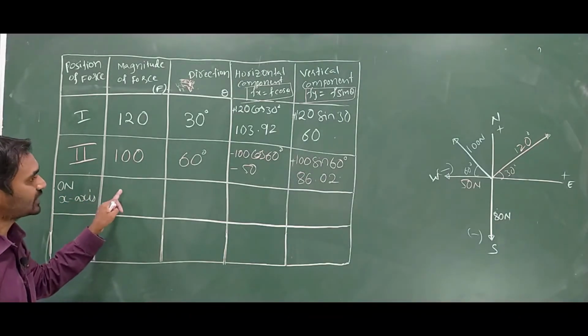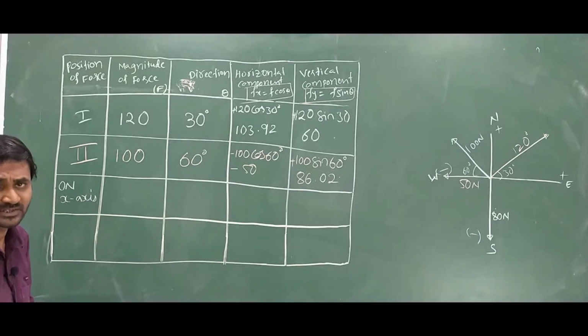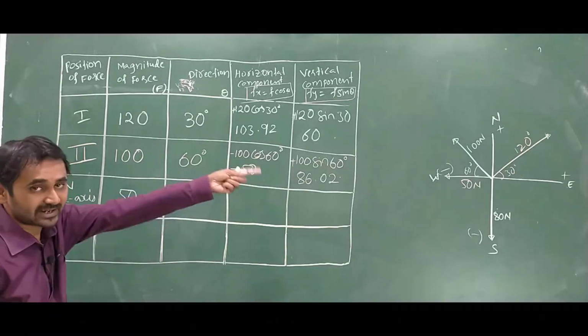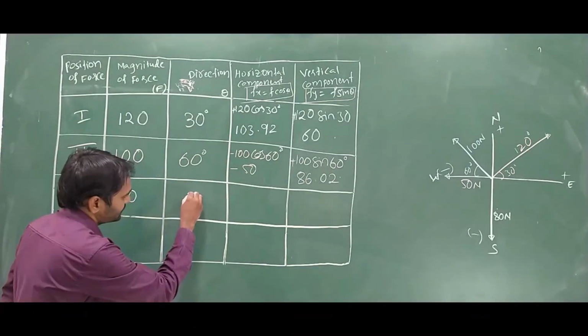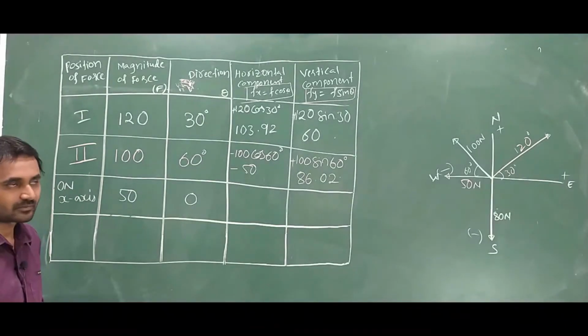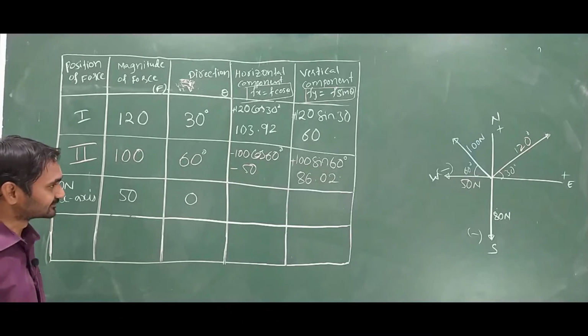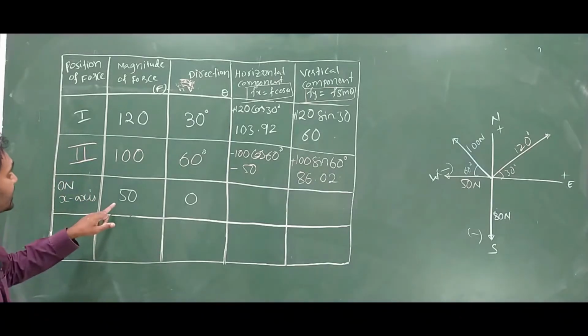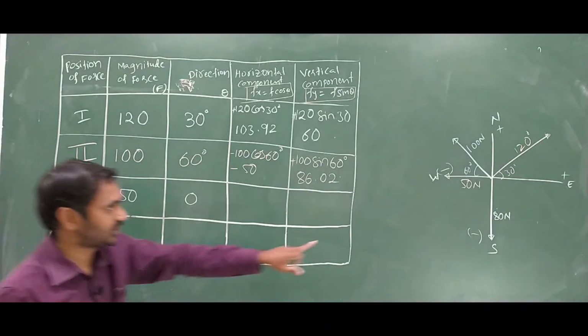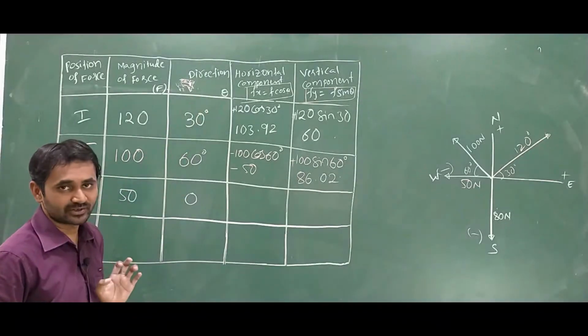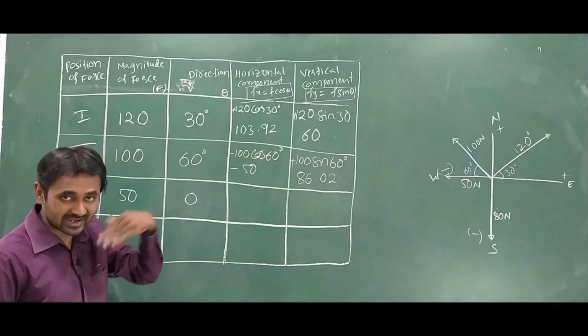Here, what is the magnitude of that? There is no magnitude here because it is on the x-axis. So that is 50 and the direction is 0. Now substituting into the same formula. So here the force is 50 newtons, which you have seen over here, and the direction will be 0 degrees because there is no angle for this.